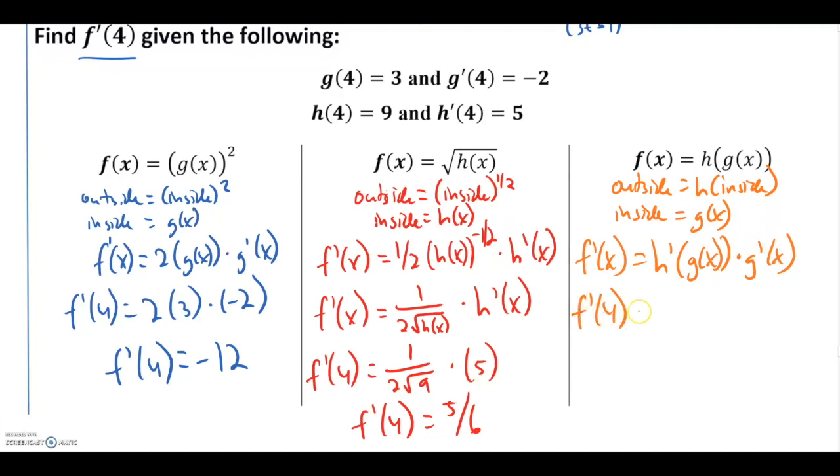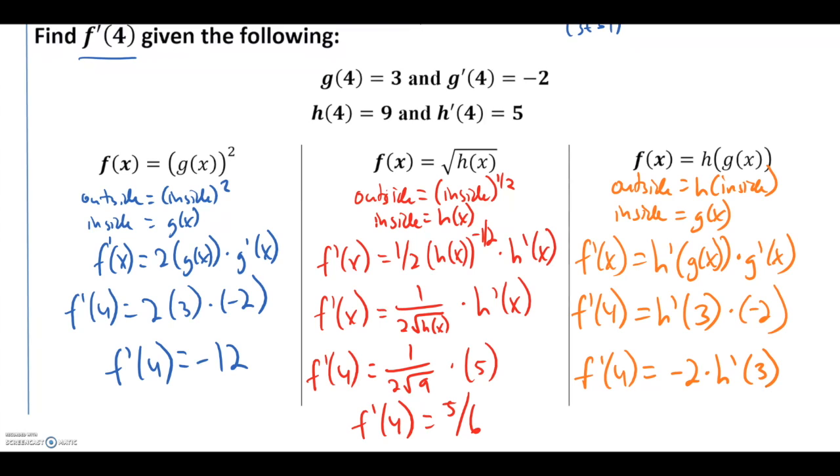So we'll get f prime of 4 equals, now this is going to be h prime of g of 4, and g of 4 is 3, times g prime of 4, which is negative 2. Now we were not given anything to tell us what h prime of 3 is, so we're going to have to leave our final answer as negative 2 times whatever h prime of 3 would end up equaling. And that completes your lesson on the chain rule.